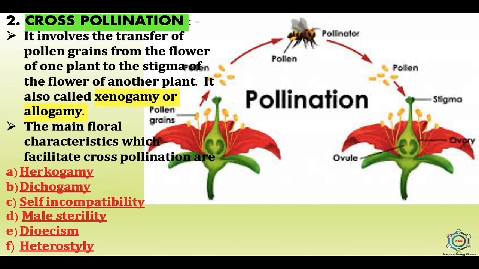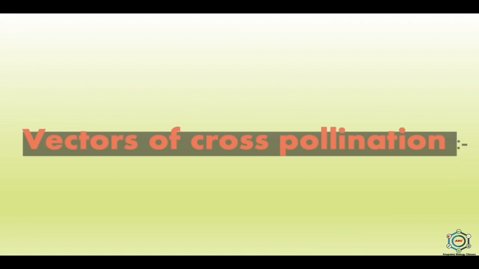So, there are many vectors for cross-pollination, and for this, as you know, they are divided into two groups. First one is abiotic factors or vectors or agents, and the second is biotic agents. In the case of abiotic, as you know, wind currents, gravity, and water carry out the process of pollination, and if biotic, that means animals are responsible for cross-pollination.